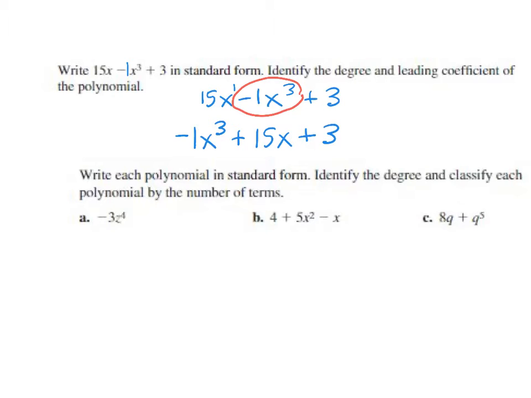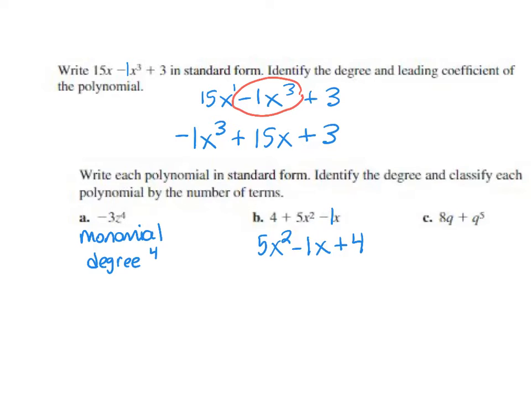So now we're asked to write the polynomial in standard form, identify the degree, and classify. Now notice it says polynomial right away. I hope you see that this is a monomial because it's a product of a number and a variable. It has a degree of 4. This is a polynomial. It's in fact a trinomial, and it starts with the biggest degree. So you would rewrite this as 5x squared minus 1x plus 4.